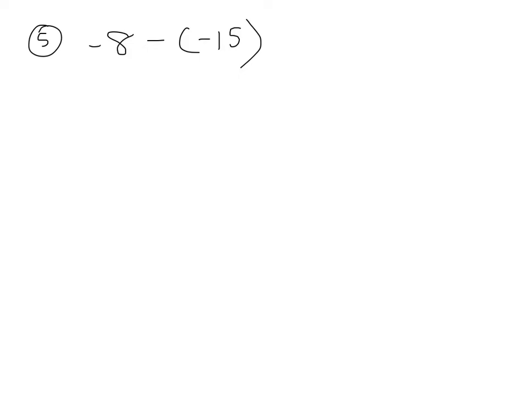All right, so let's see, negative 8 minus negative 15. Well, minus a negative means what? Plus. So what am I adding? Negative 8 and 15. Okay, so negative 8 plus 15. Well, I'm starting at negative 8 going to 15, so I'm actually going to cross over 0 and keep going to the right. I'm going to have a positive answer.